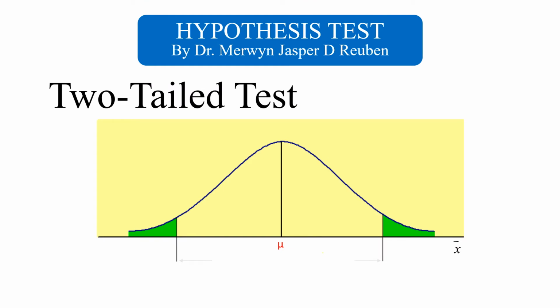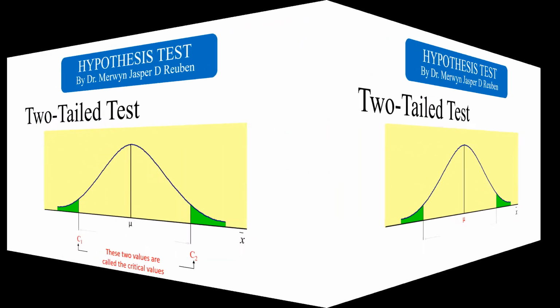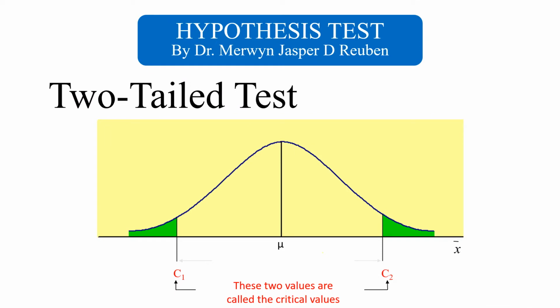So if we have a normal curve and the mean is at the center, then we will have two critical points, C1 and C2. One will be in the left tail. For example, in this diagram, C1 is in the left tail while C2 is in the right tail. The region between the two critical points, that is C1 and C2, is called the non-rejection region. So if your calculated value lies within this region, we do not reject the null hypothesis.